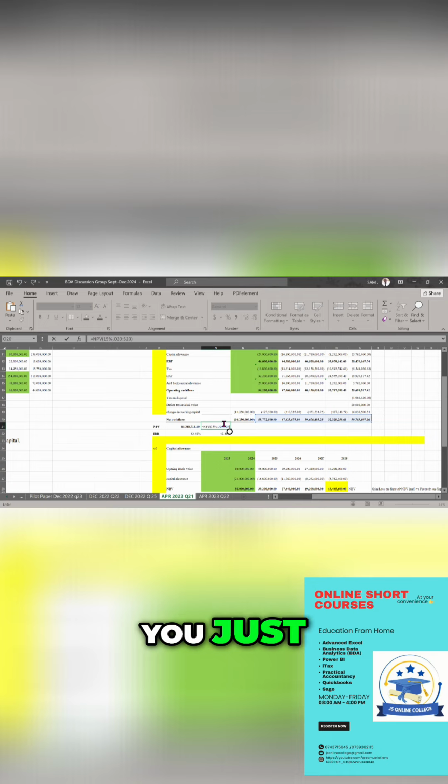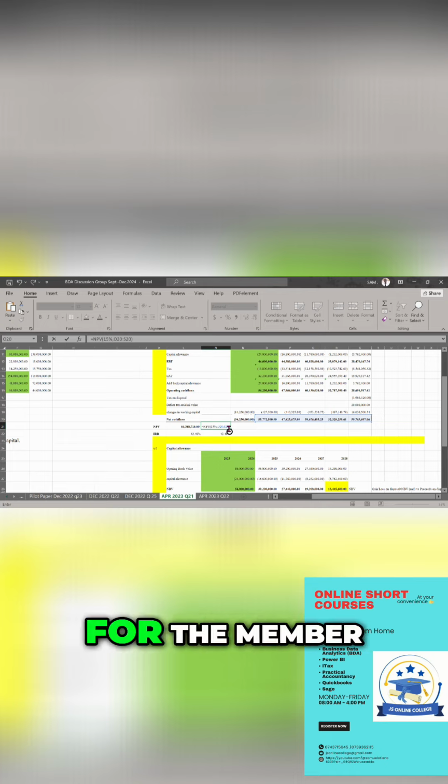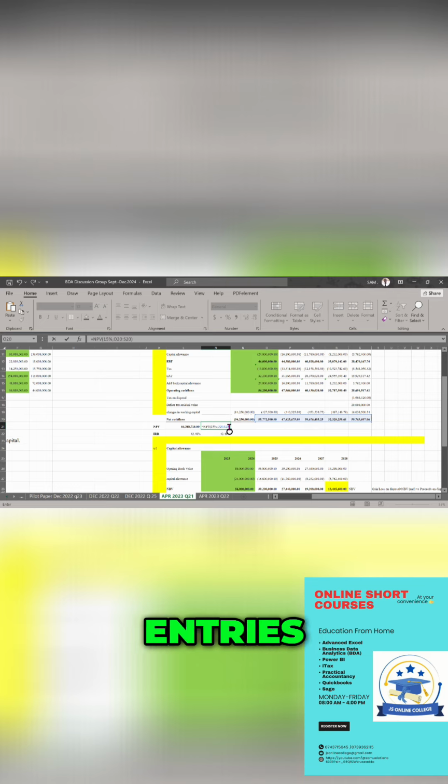So you just deduct the initial cash outlay, and remember, look at the signs. So for the member there who was asking, Maurice, make sure, so long as you put in the correct entries, do not worry about the figure you are getting.